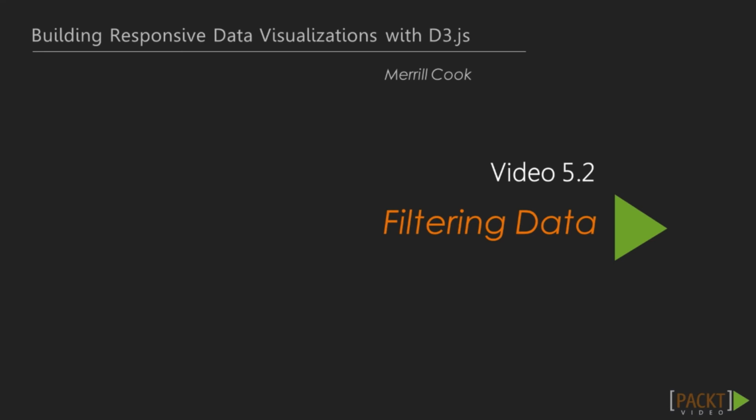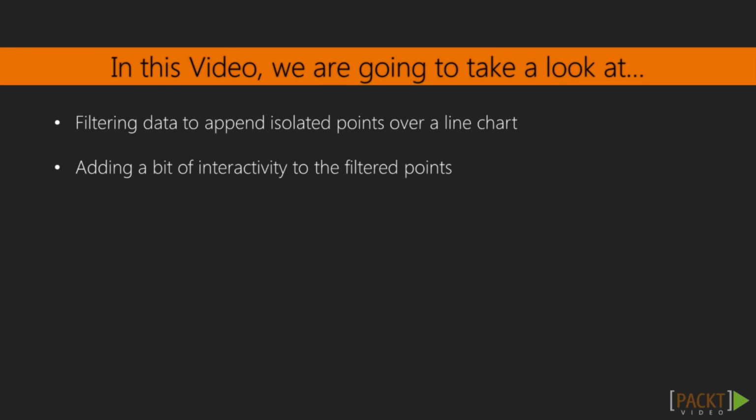Welcome to video 2 of section 5. In this video, we're going to look at a powerful D3 method called filter. It's pretty simple, but enables you to iterate through an array and return a subset of the array if it meets certain criteria. We'll use it to tackle some of the line chart we created back in section 1.